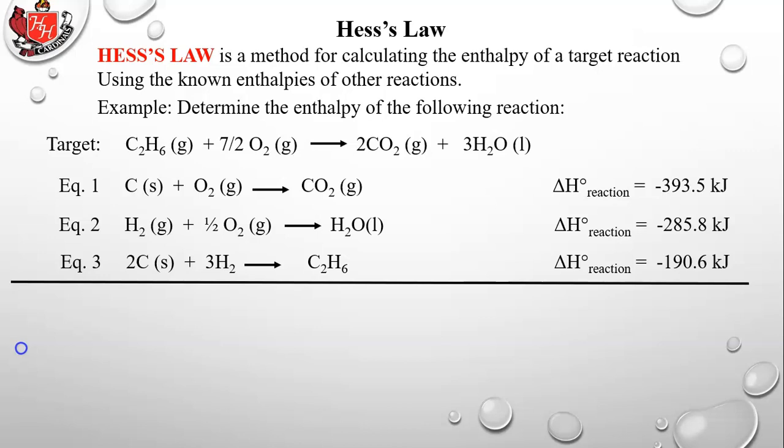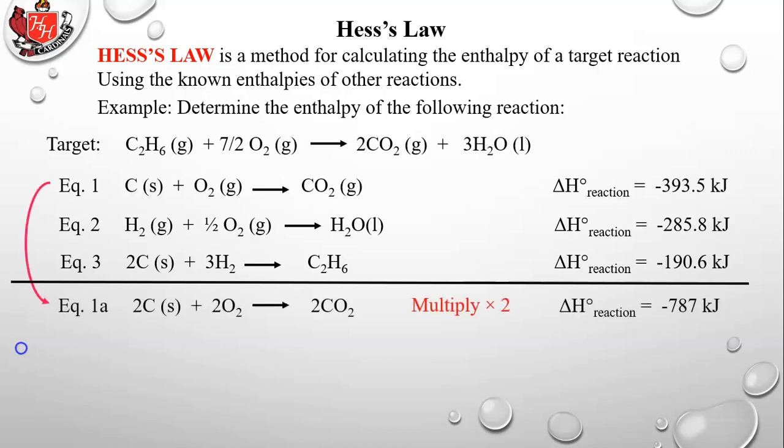And then the third equation is you need 2 carbons and 3 H2s to form C2H6. So those are all balanced equations, and that will release 190.6 kilojoules. Okay, so let's go ahead and work through this. First, this is the way I recommend you write it on your paper: you rewrite the equations down below.